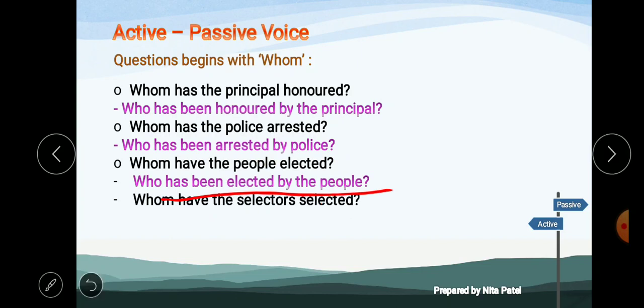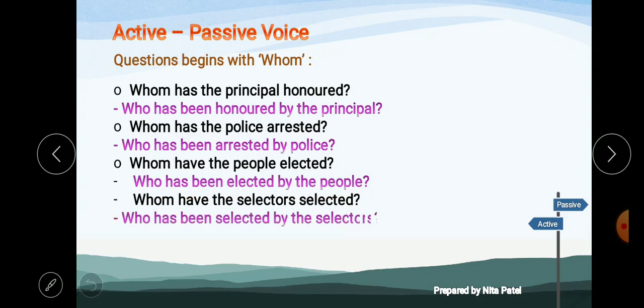Whom have the selectors selected? So who has been selected by the selectors. Let's see the answer. Who has been selected by the selectors.